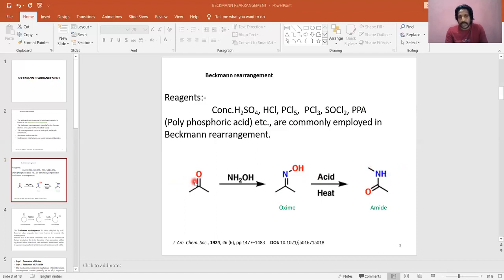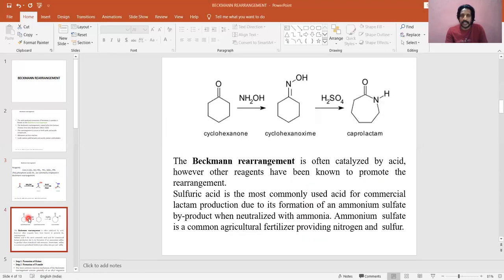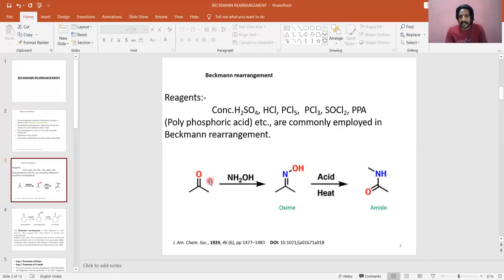So the ketone or carbonyl compound is getting converted into amide through the formation of oxime with the help of hydroxylamine hydrochloride, NH2OH. And this oxime is getting converted into amide. So here the rearrangement is involved, and this is an acid catalyzed reaction. Now let us see the mechanism of the reaction. One more thing, the earlier one is a case of acyclic ketone, an open chain compound. Now let us see a case of cyclic ketone.